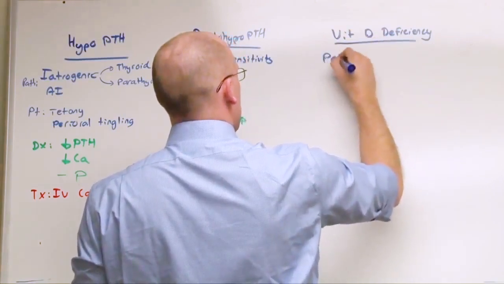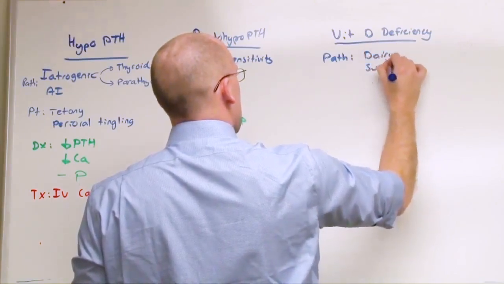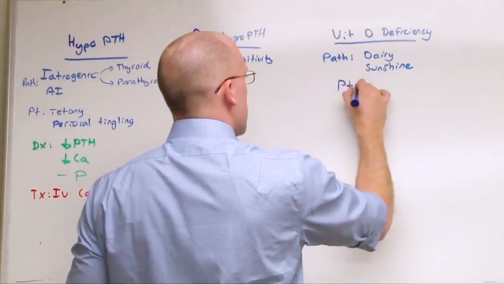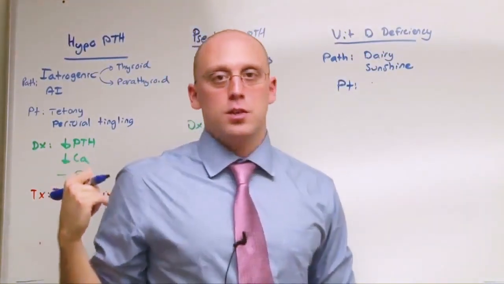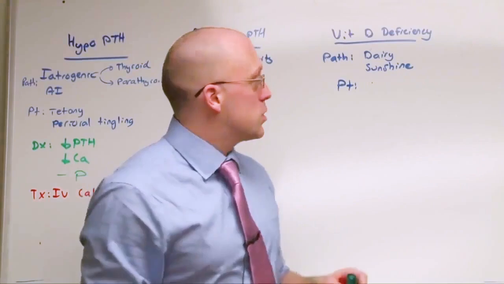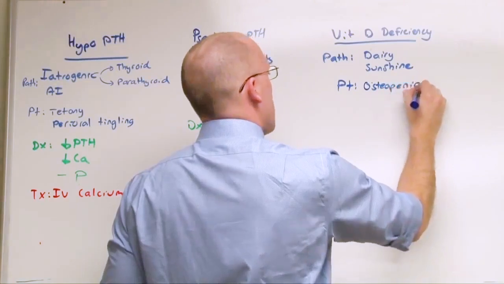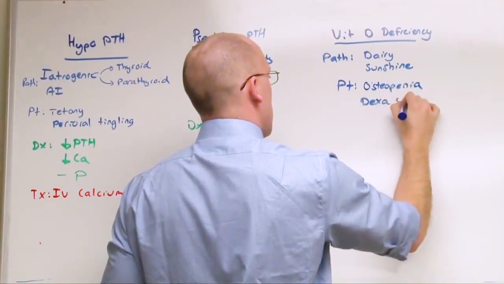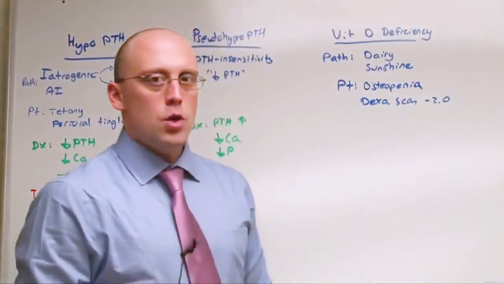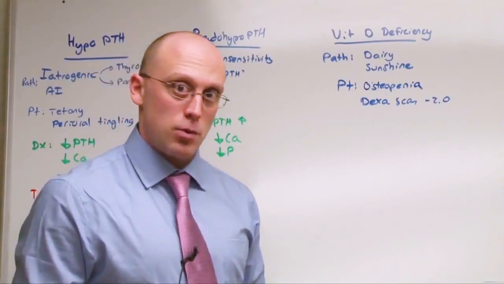Vitamin D comes from dairy products and sunshine. Patients with vitamin D deficiency are not going to be so deranged as the person who just had their parathyroid adenoma removed. Instead, what you're going to see is someone who's got osteopenia. They might have had a DEXA scan with a score of -2.0. The person who's at risk is someone who spends all day inside or doesn't eat enough dairy products.